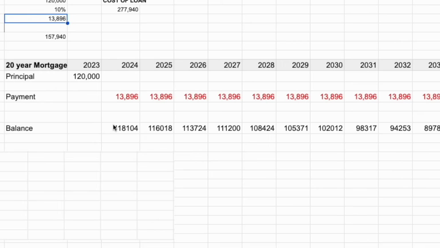This goes to show you how interest rates can actually end up costing you a lot of money. So a $120,000 loan ends up costing $277,940 by the end to pay off the principal and the interest. So that means you're paying $157,940 on interest.